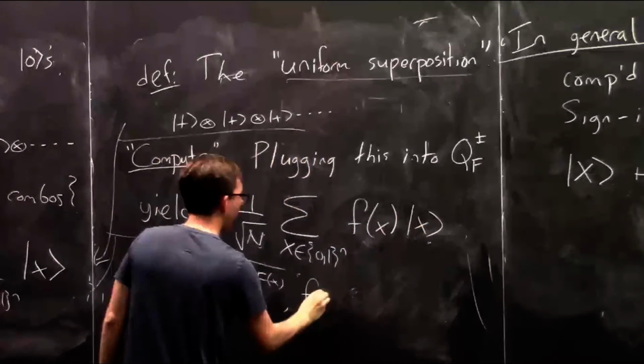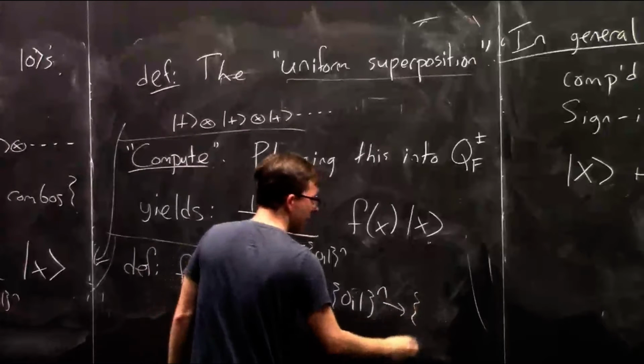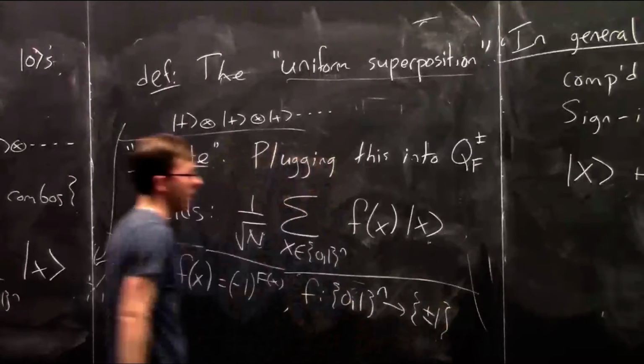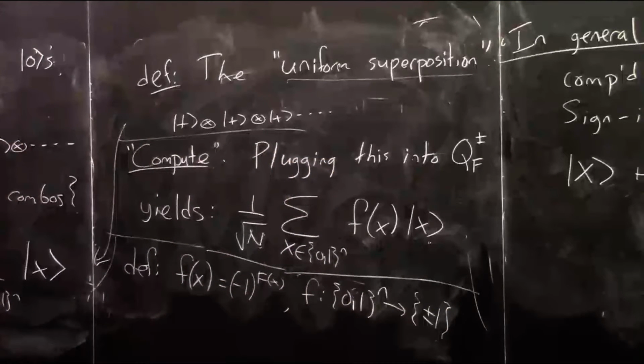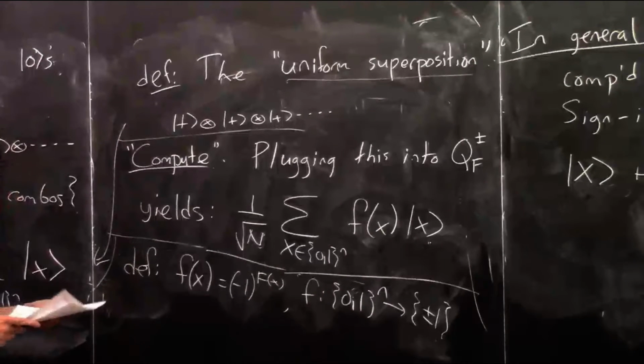This is the thing whose truth table is the same as capital F, except in the output we decide to use plus or minus 1 notation. Okay, maybe I shouldn't have done that if it stresses you too much, but I did do it.